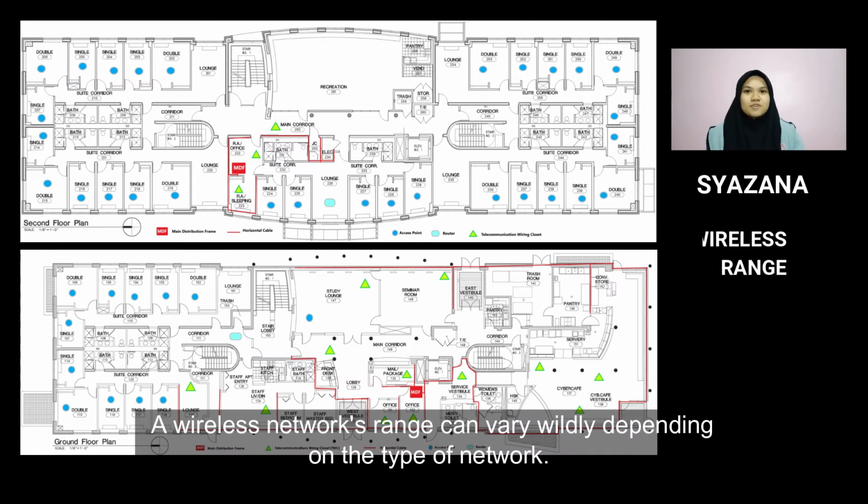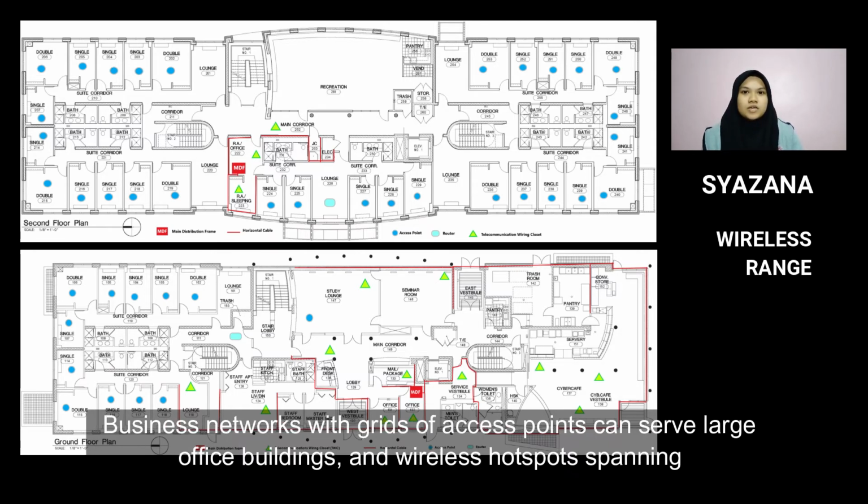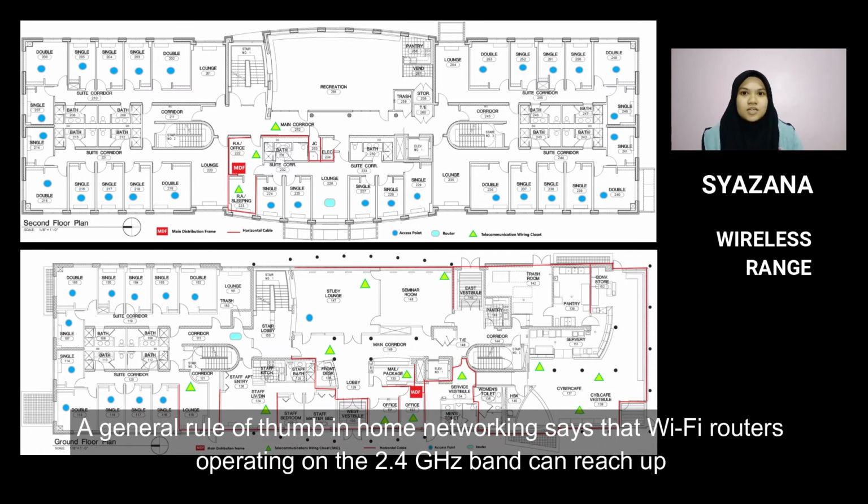A wireless network's range can vary widely depending on the type of network. A standard home network using one wireless router can serve a single family dwelling, but often not much more. Business networks with a grid of access points can serve large office buildings, and wireless hotspots spanning several square miles have been built in some cities. The cost to build and maintain this network increases significantly as the range increases, of course.